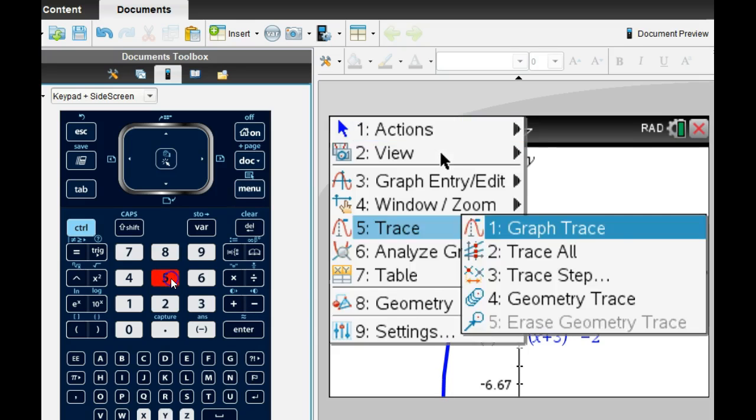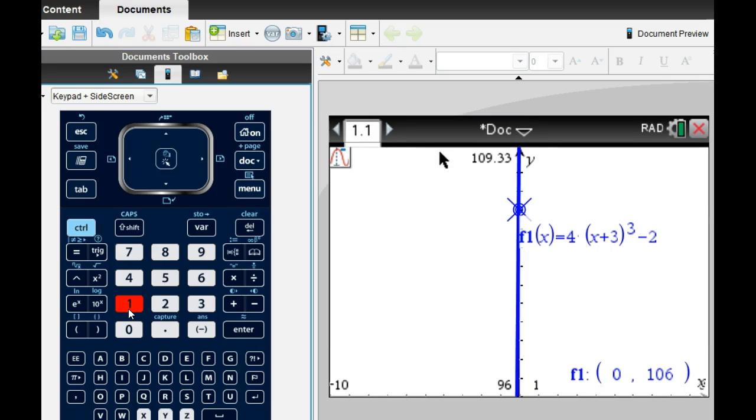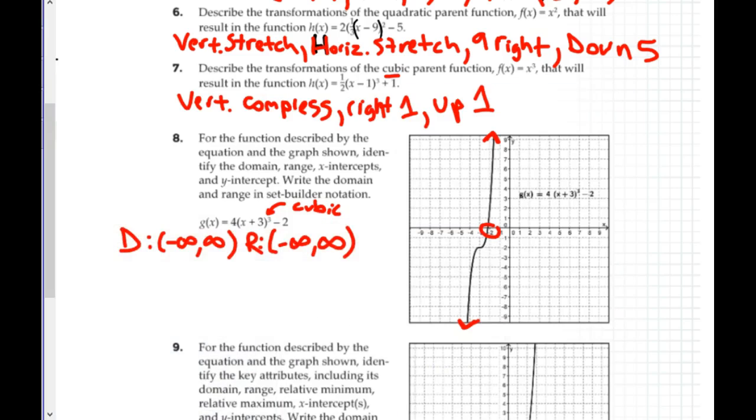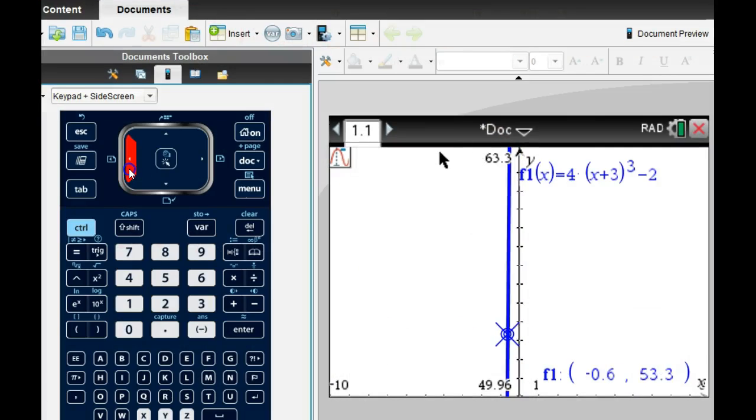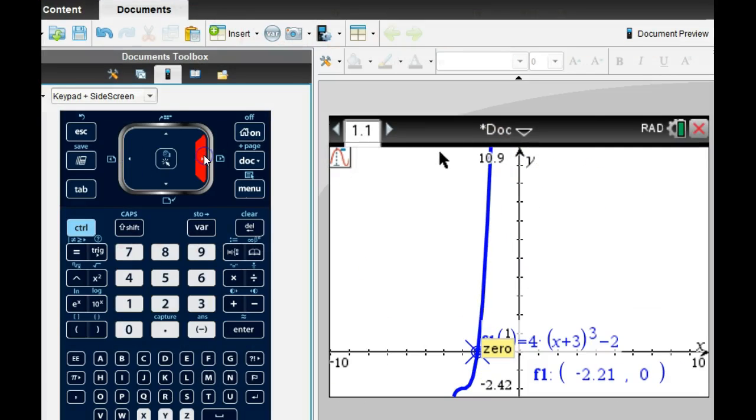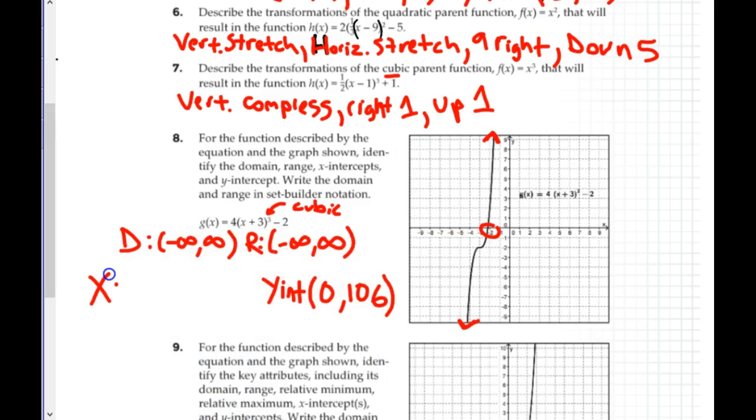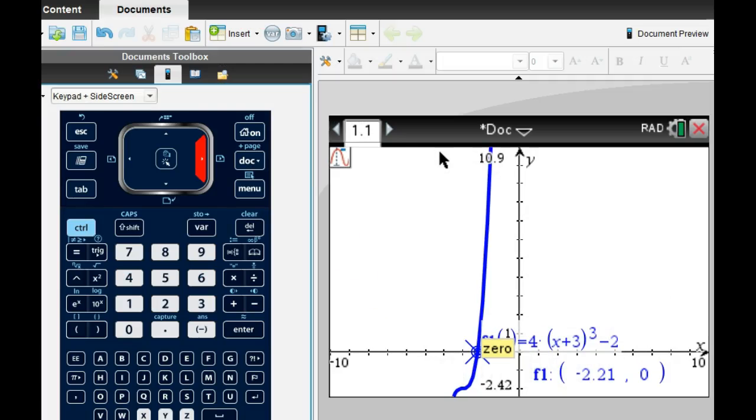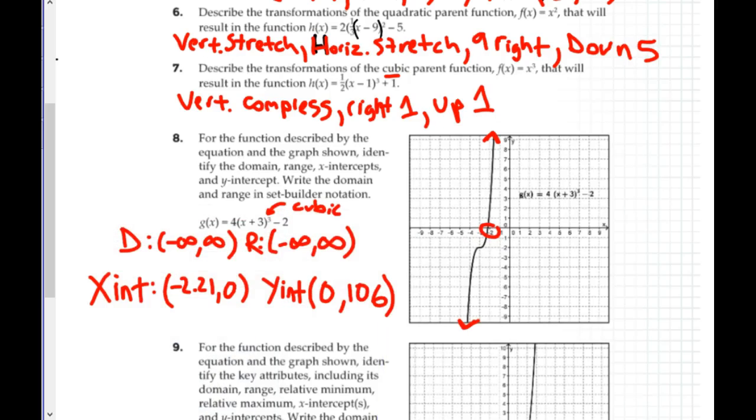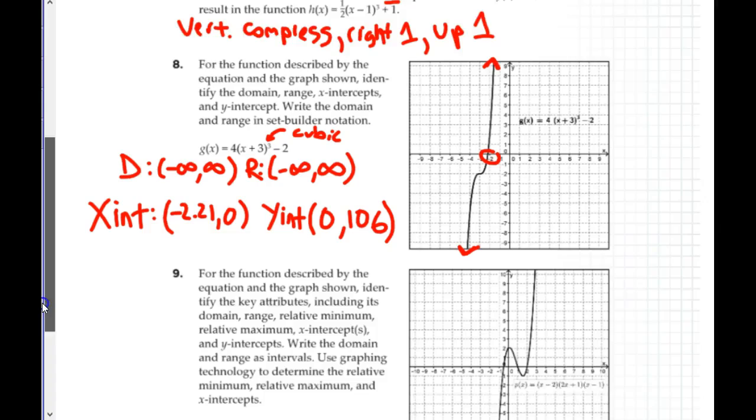Let's press menu 5, 1. Now, our y-intercept is 0, 106. Okay? So, y-intercept, we know is 0, 106. That's pretty big. But let's go to the left till we get there. Negative 2.21 comma 0. Alright, so you got to be able to do domain, range, X-intercept, and Y-intercept for all these.